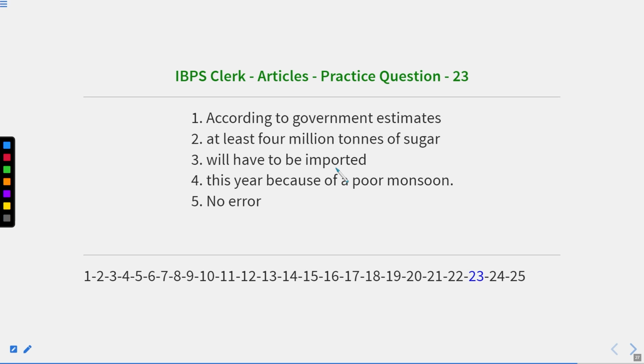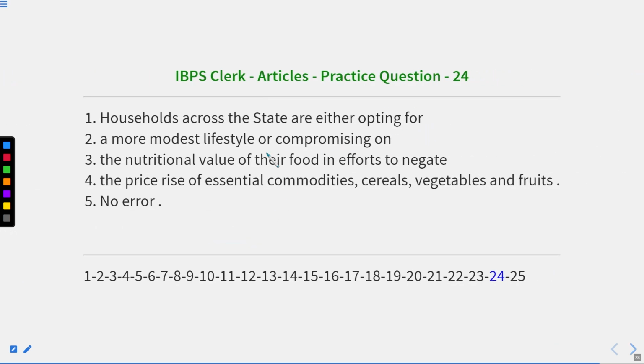According to government estimates, at least 4 million tons of sugar will have to be imported this year because of a poor monsoon. So, according to government estimates, it means we are talking about particular government estimates. So here we need to add the, so it should be the government estimates. Now, let us move to the next one, that is question number 24.